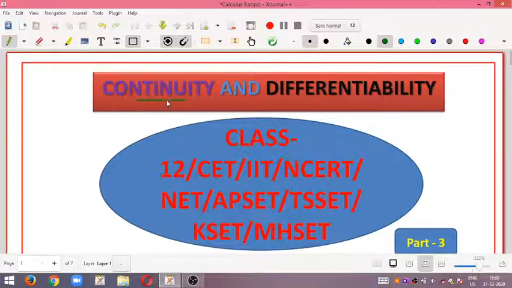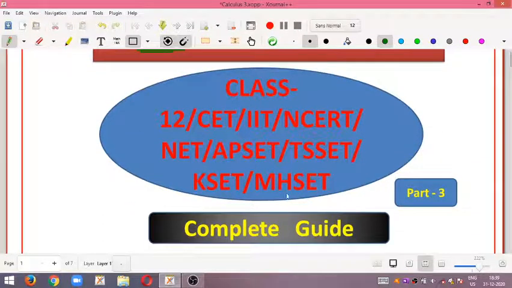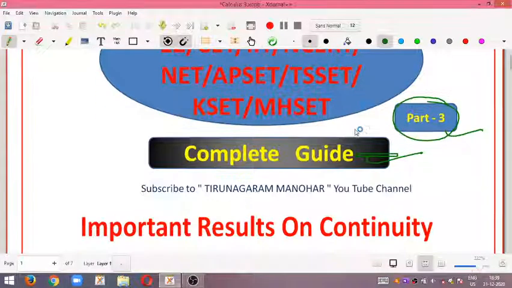Now, continuing on this topic, continuity and differentiability. This is a complete guide of this topic based on class 12, CET, IIT, NCERT, NET, APSET, TSSET and KSET. Part 3 we are discussing.